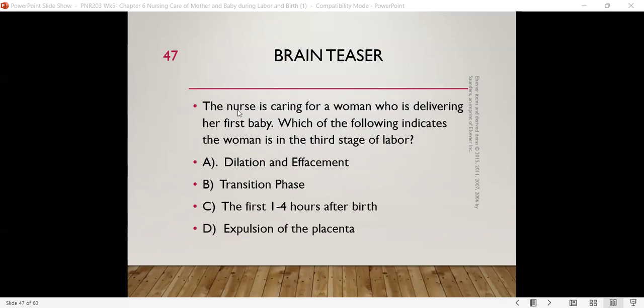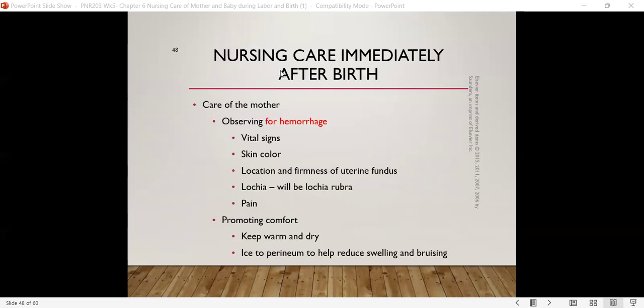So a little brain teaser for you. The nurse is caring for a woman who is delivering her first baby. Which of the following indicates the woman is in the 3rd stage? So the question's asking me, which of the following indicates I'm in the 3rd stage of labor? And now you think, okay, we know what the first is, we know the second. Oh, it's the 3rd. The 3rd stage is the expulsion of the placenta. There you go.